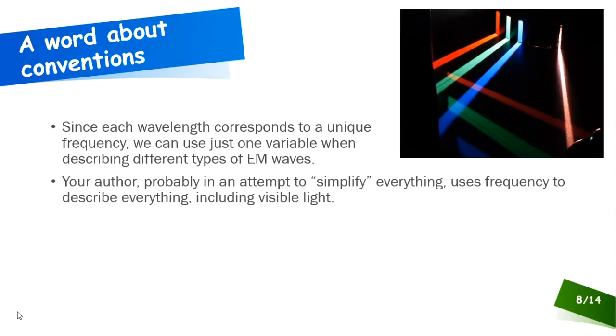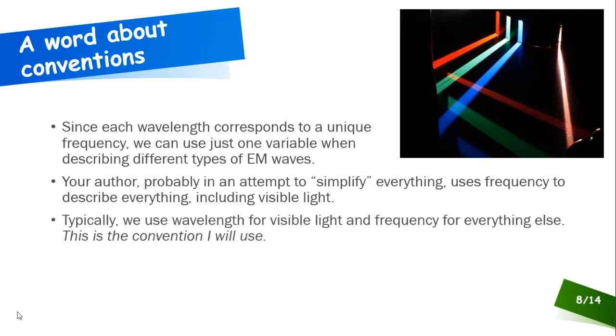Again, your textbook author tries to simplify everything, and in doing this, he uses frequency to describe everything, including visible light. But this runs counter to the convention that's been popularly adopted by the rest of the world, which is using wavelength for visible light and then frequency for everything else. This is the convention that I'm going to use in the course because it's the convention that everybody else uses. So instead of trying to simplify everything, let's just get on board with the same bandwagon that everyone else is on. And then I think when we start to talk to other people about this, it'll actually be easier to communicate because we're all using the same convention.